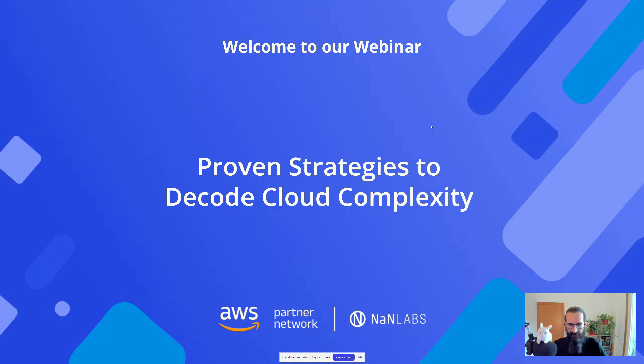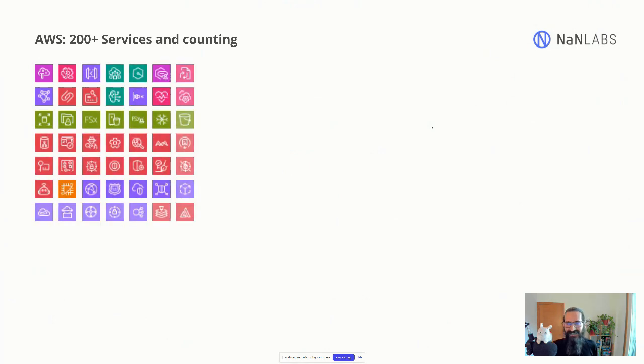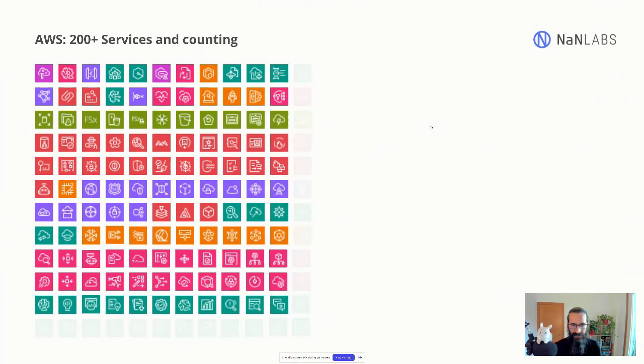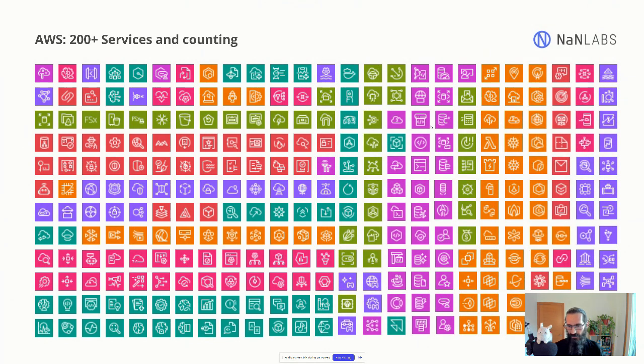The first point that I want to recall is what I call in-your-face complexity, or just the sheer amount of stuff. The first layer is going to be the amount of services, and each icon in here represents one service that AWS has. So this is the first step into understanding complexity. It's just way too much.